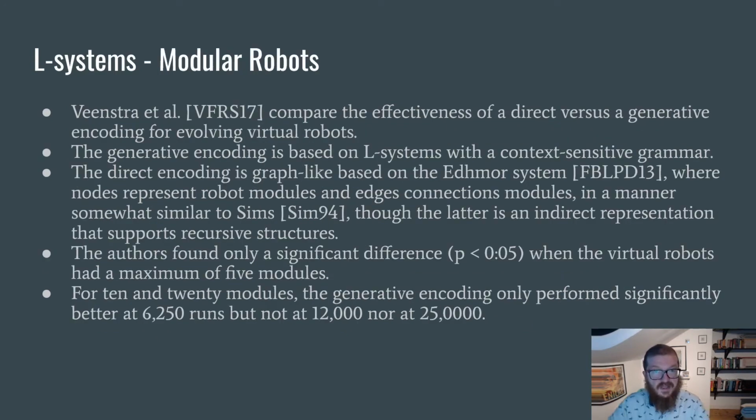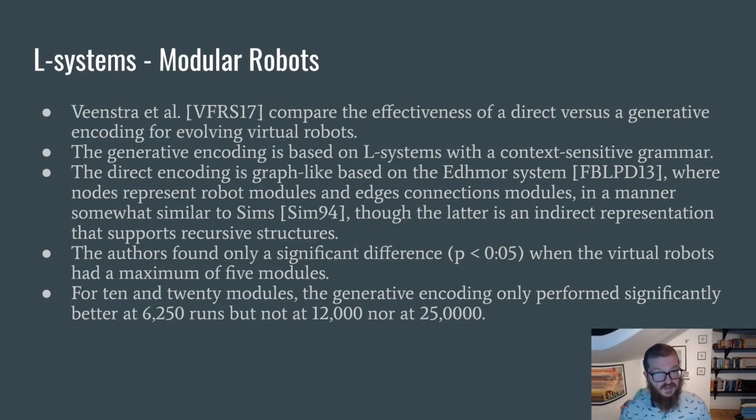Veenstra et al. compare the effectiveness of a direct versus a generative encoding for evolving virtual robots. The generative encoding is based on L systems. As with many simulations of this type, fitness was measured by how far the robot can move in a horizontal direction. The authors used 20 seconds of simulation time, with the first 2.5 seconds being discarded due to some robots falling over. The direct encoding is graph-like, where nodes represent robot modules and edges connect modules in a manner somewhat similar to Sims, though the latter is an indirect representation that supports recursive structures.